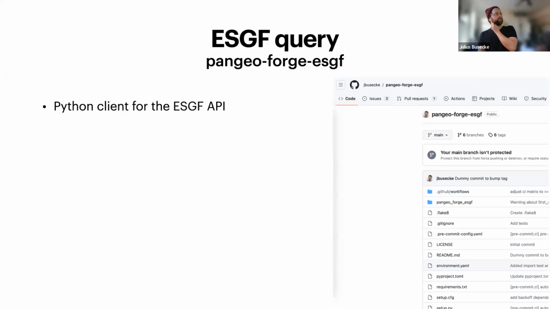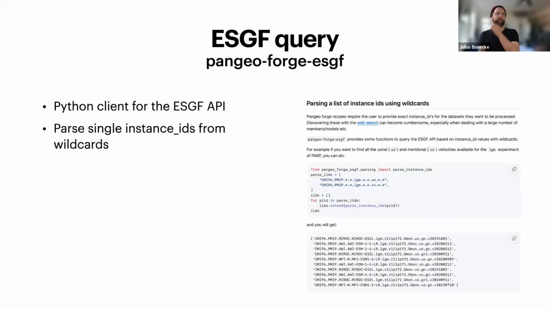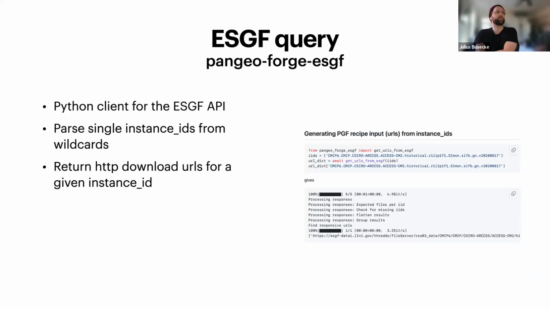So I wrote this Python client for the ESGF API because everything I found online was too slow to handle potentially thousands of requests at the same time to build these recipes. The two main functionalities are that you can provide an instance ID with wildcards for each of the facet values, and it will expand that into a list of instance IDs. The other one is that you provide an instance ID and you get back a list of downloadable URLs. We're using both of these in the recipe as it is right now.